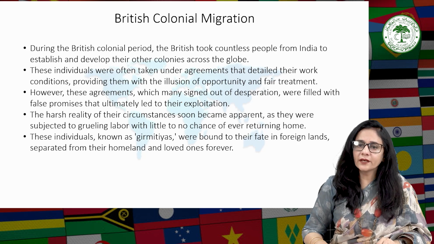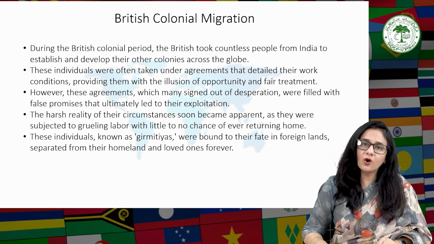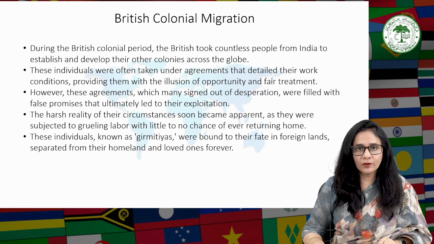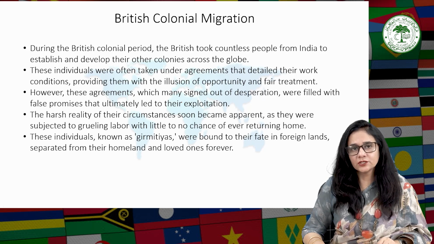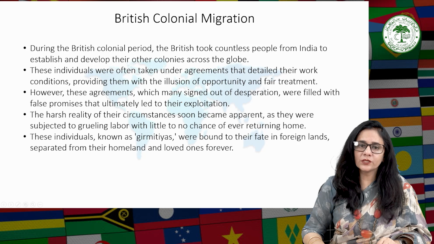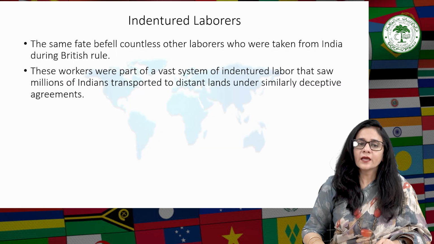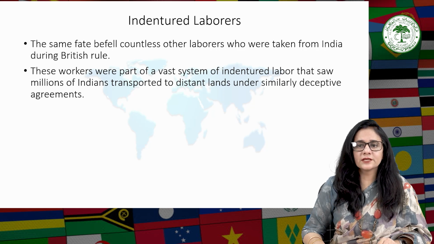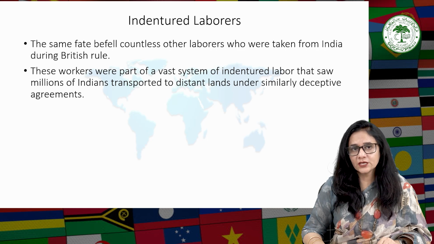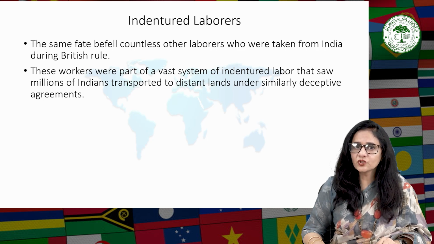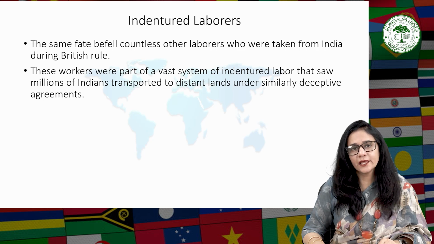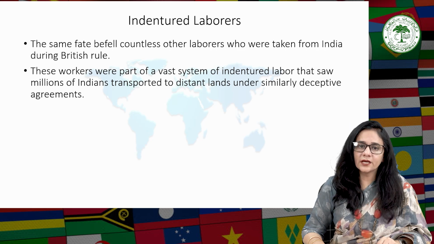People were taken on an agreement which read about all their work conditions, but later everything turned out to be fake promises. The Girmitias never returned home. Same had happened with the other laborers who had been taken from India during the British rule. In the annals of Indian history, those indentured laborers represent the largest segment of the Indian diaspora, their stories of struggle and survival forming a significant chapter in the broader narrative of Indian diaspora.